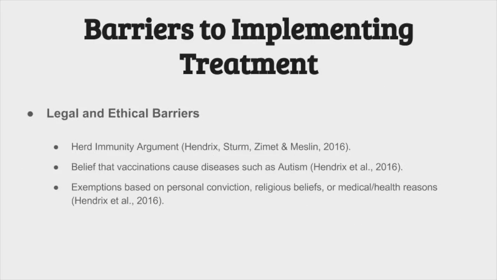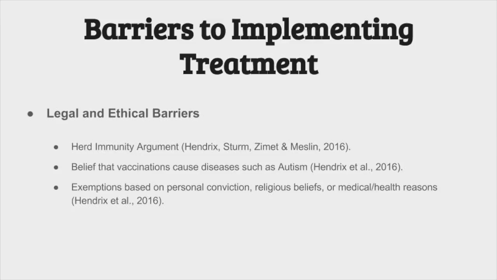Slide 23, Barriers to Implementing Treatment. In this slide, the main focus will be on legal and ethical barriers that often are encountered for parents and the refusal of vaccinations. According to Hendricks, Sturm, Zimet, and Meslin in 2016, some parents invoke the herd immunity argument as a reason for not immunizing their children. Parents that feel this way base their argument on the fact that since other children are already vaccinated, preventing the spread of any other illness, then why should they risk exposure of their child to these possible side effects from immunizations, such as autism, which has been highly debated as of late.